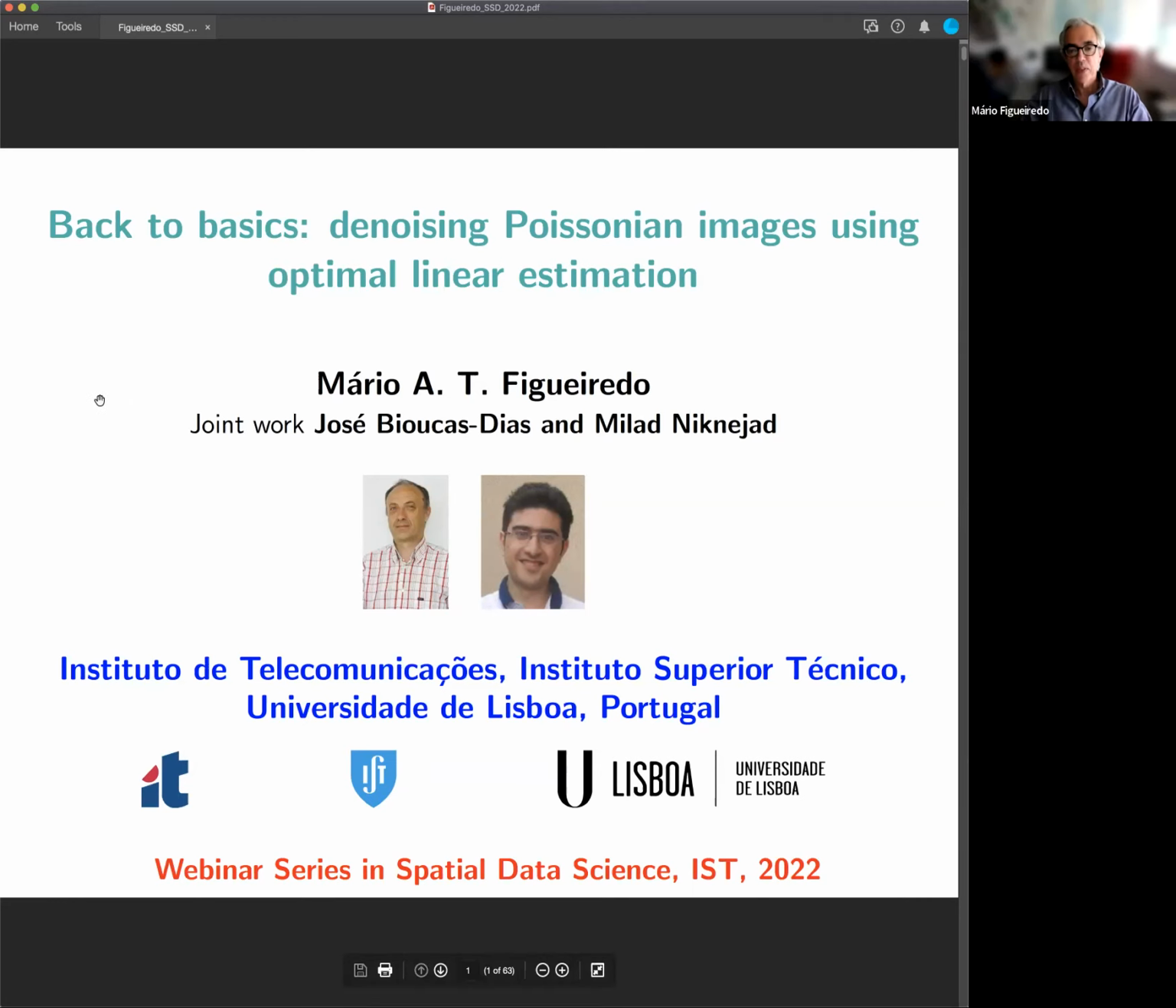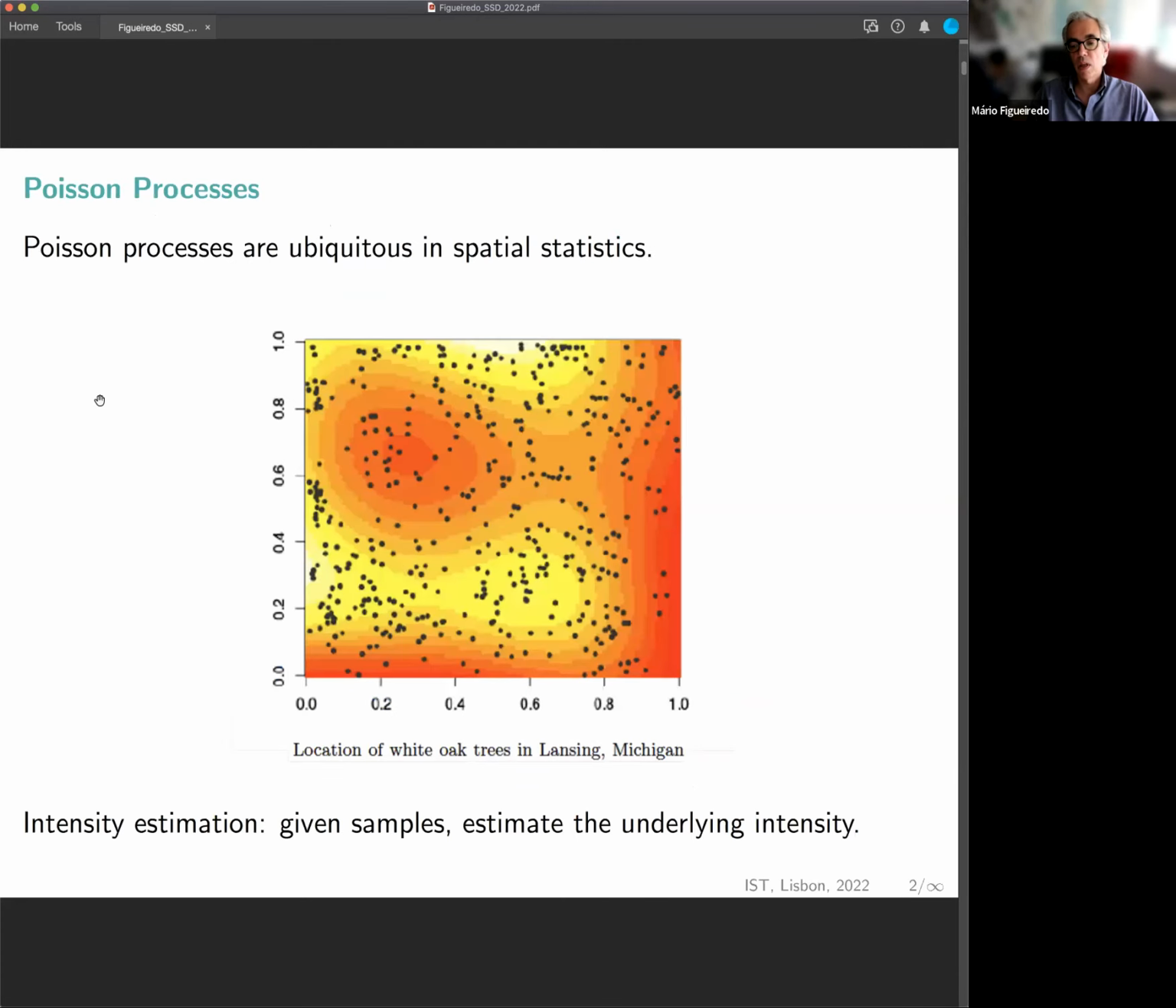Okay, so the title of the presentation is Back to Basics: Denoising Poissonian Images using Optimal Linear Estimation. This talk could almost be like an exercise from a book in spatial statistics, but applied to images with a few tricks. This is the final part of the PhD work of Milad Niknejad, which I co-supervised with my late colleague José Bioucas-Dias. This was done in 2019, 2020, published in 2020.